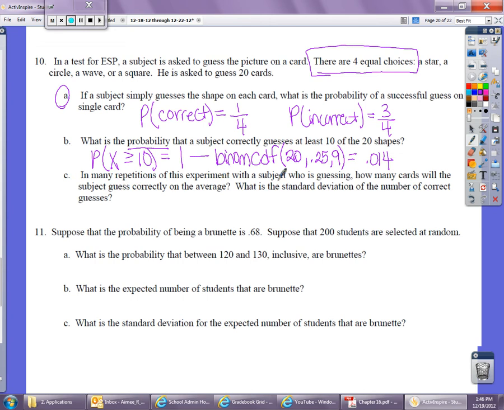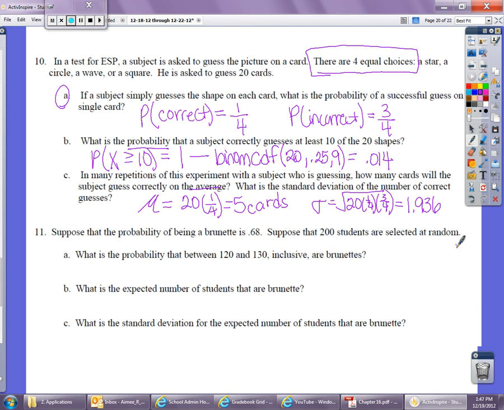In many repetitions, how many will the subject guess correctly on average? Average is mu. And for a binomial model, you just take n and multiply by p. So therefore, you get 5 cards. Standard deviation is the square root of 20 times 1/4, and we already found the complement, which is 3/4. Multiply, take the square root, and you get 1.936.